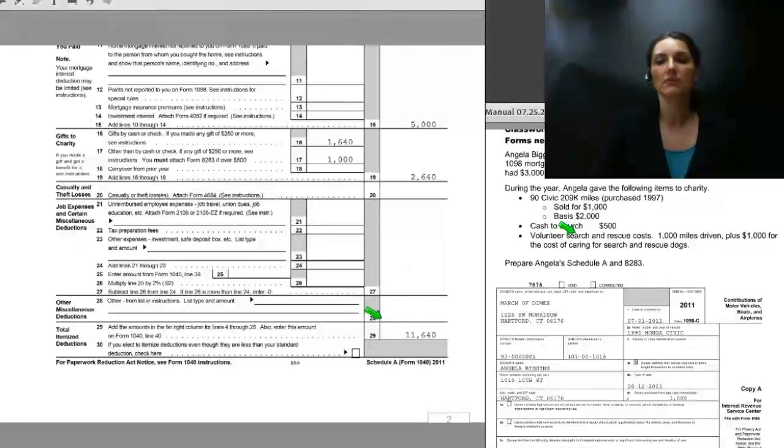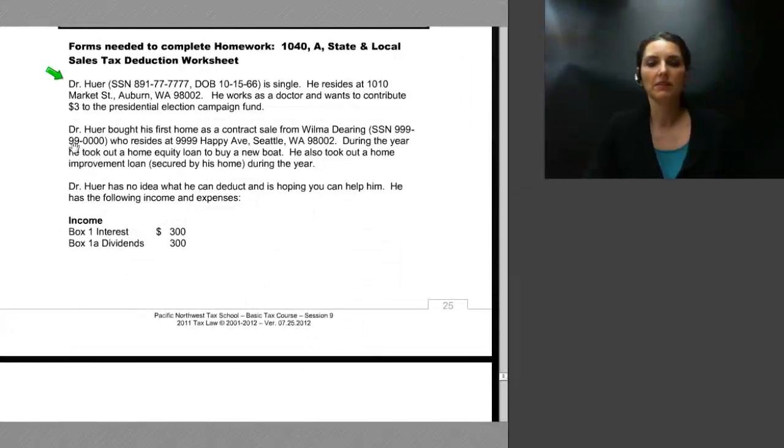Let's return to the manual and take a look at the homework assignment for session 9. And this time we have an assignment involving preparation of Form 1040, Schedule A, and the state and local sales tax deduction worksheet. Our character is Dr. Hewer. He is single, and he lives in Auburn, Washington. Washington stands out because it's a state that does not have an income tax, but it does have a pretty steep sales tax. Dr. Hewer works as a doctor and wants to contribute $3 to the Presidential Election Campaign Fund.